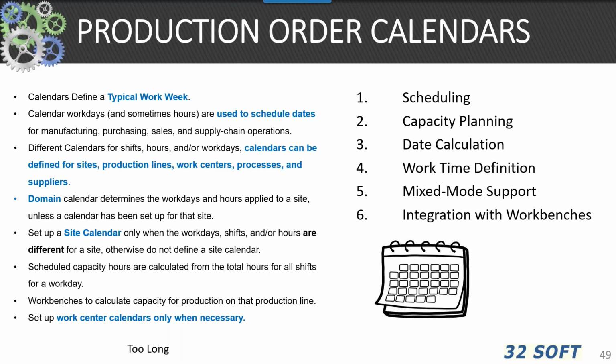Calendars, we've covered calendars and the concepts of time in QAD before. Calendars are primary to the operation planning and execution for such functions as scheduling, capacity planning, date calculations, and work time definitions, and they define typically a work week. Calendars drive everything. You can have different calendars for shifts, work days. The domain calendar is your primary calendar, although you can set up sites and work centers, and everything is scheduled through them. Rough cut capacity planning, resource requirements, and CRPs are all tied to those calendars.